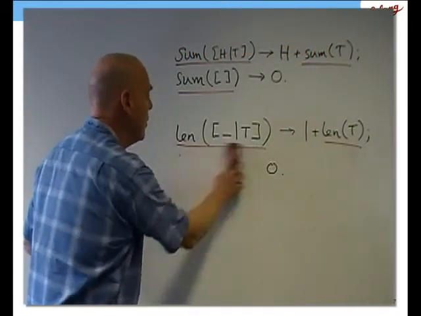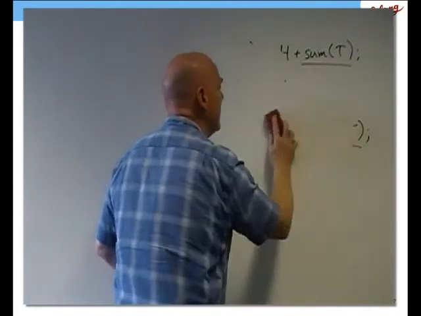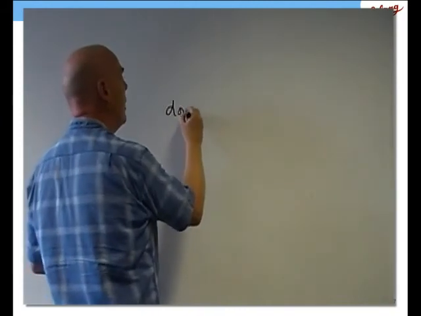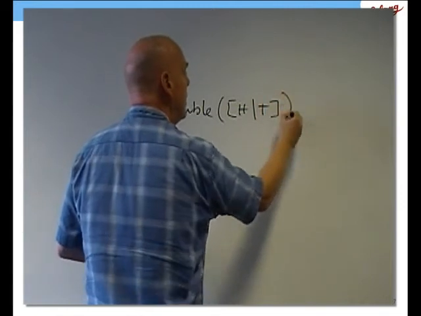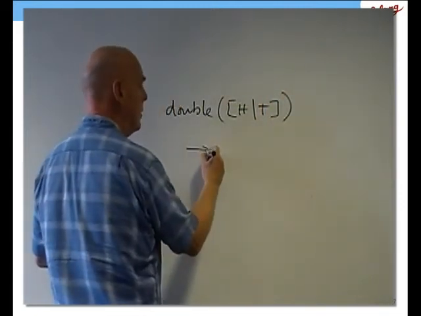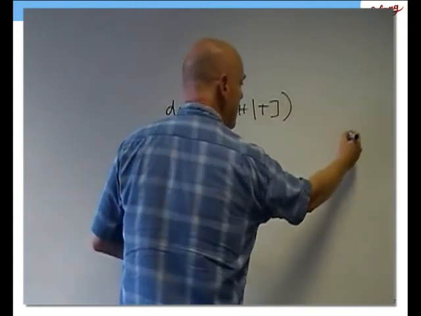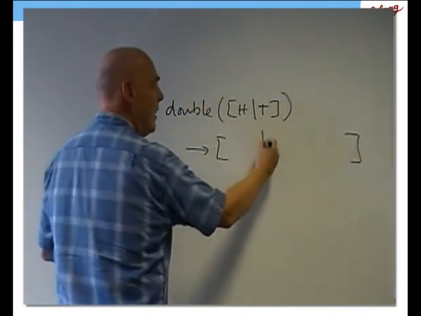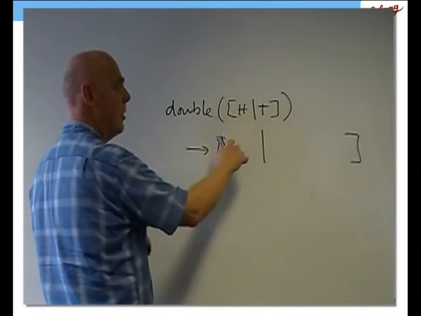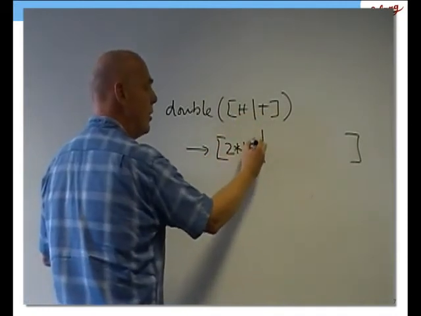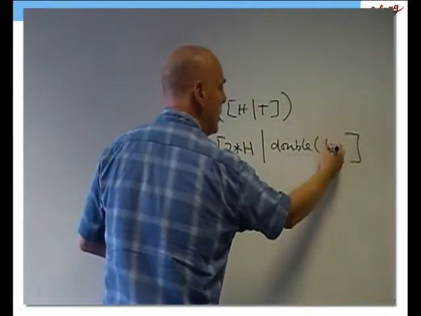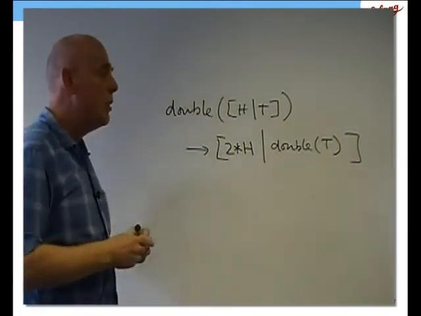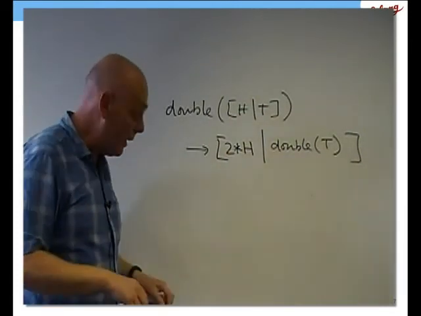Perhaps I'll just run through this on the board. In the case where the first element is H and the rest is T, well, what's the output going to look like? It will be itself a list, and its first element should correspond to H, so what we do is we double H. And then what do we do to the tail? Well, what we do is double the tail. So you can write that out by hand if you wish.